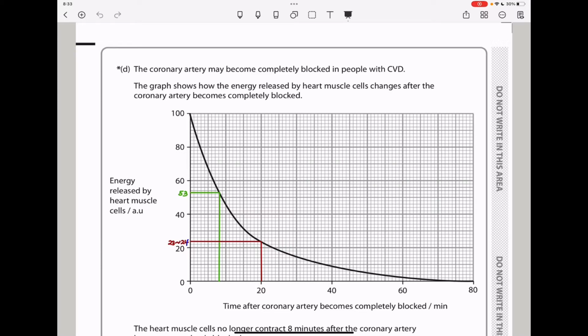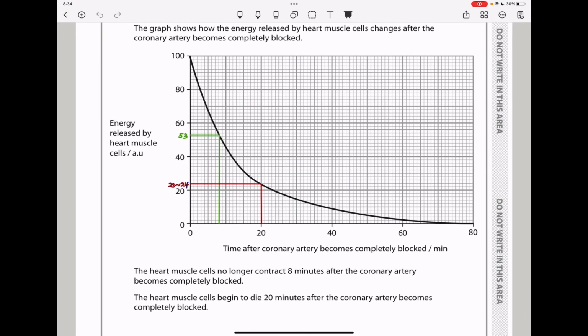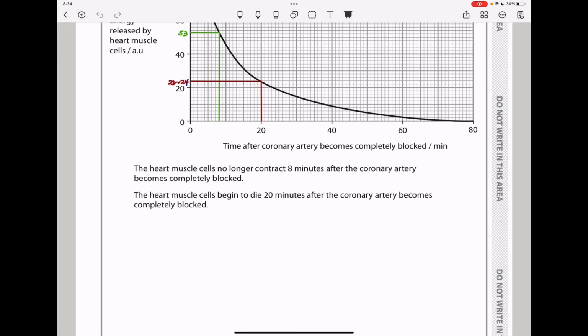Here they say the coronary artery may become completely blocked in people with CVD. The graph shows how the energy released by heart muscle cells changes after the coronary artery becomes completely blocked. So we can see here vertically, there is energy released by the heart muscle, and horizontally, we see time after coronary arteries become completely blocked. They're going to say the heart muscle cells no longer contract 8 minutes after the coronary artery becomes completely blocked. Also, the heart muscle cells begin to die 20 minutes after the coronary artery becomes completely blocked.